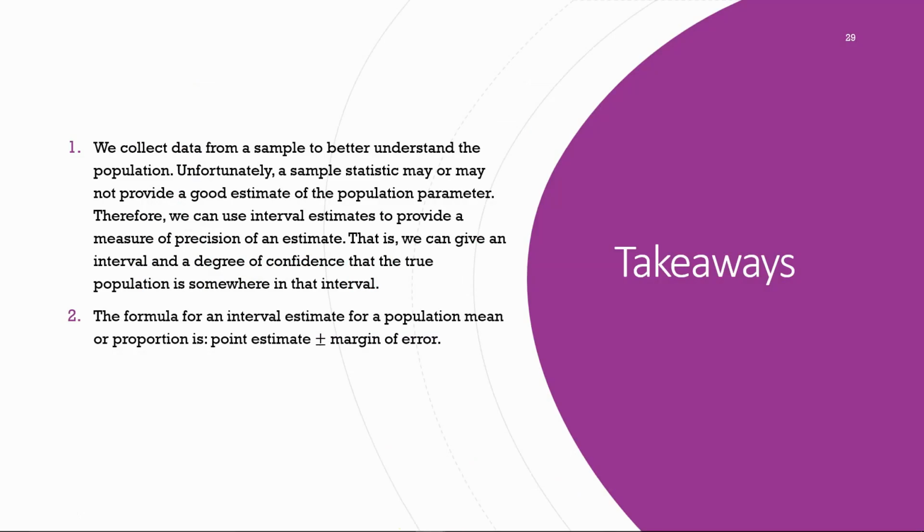So I think key takeaways from this chapter: We collect data from a sample to better understand the population. Unfortunately, that sample statistic, whether it's the mean or the proportion, may or may not provide a good estimate of the population parameter. Therefore, we use an interval estimate to provide a measure of the precision of the estimate. That is, we can give an interval and a degree of confidence, like 95%, that the true population parameter is somewhere in that interval. And then our interval estimate is calculated by taking the point estimate, our sample mean or proportion, and adding or subtracting to and from it the margin of error. And that's more or less this chapter.